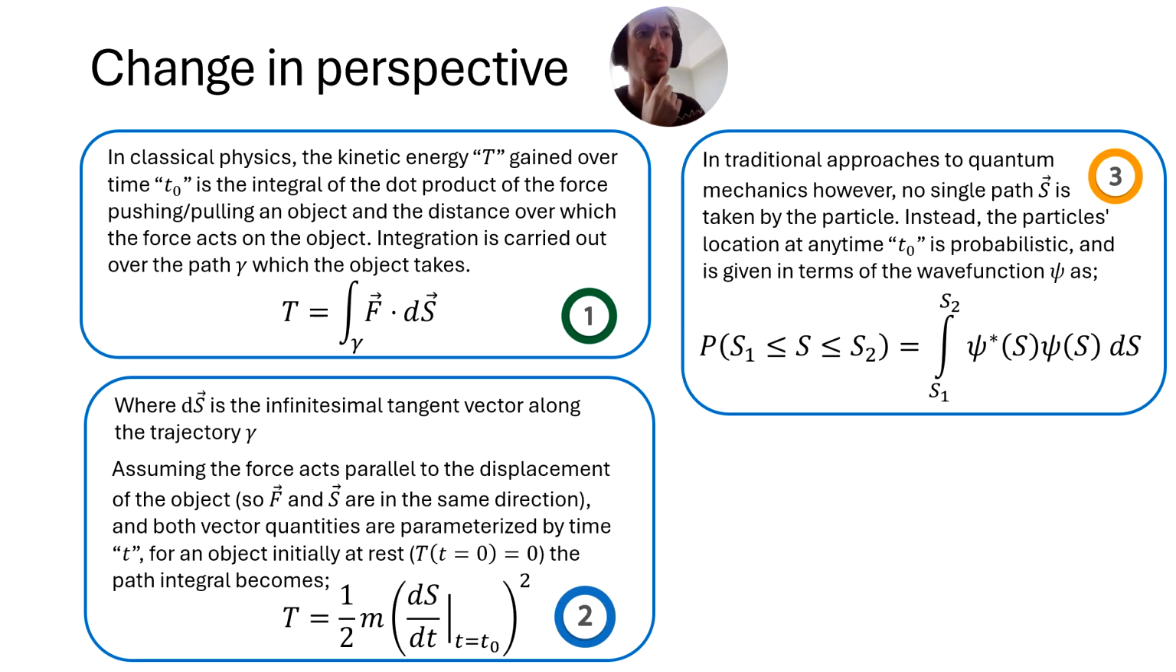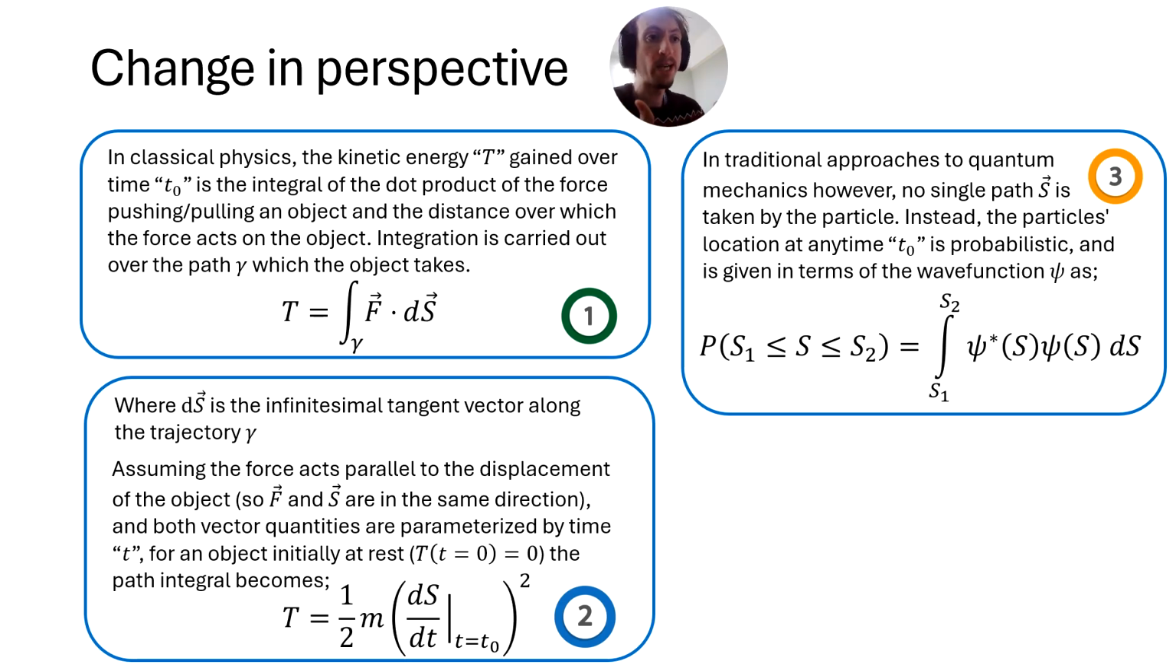There is a connection between classical kinetic energy and the kinetic energy operator in quantum mechanics, which I'll come on to in a moment. But importantly, we can't take a very deterministic idea of classical mechanics where particles follow a set path gamma, allowing us to find the kinetic energy in terms of the gradients of that path. We can't take the classical ideas and apply them directly to quantum mechanics.